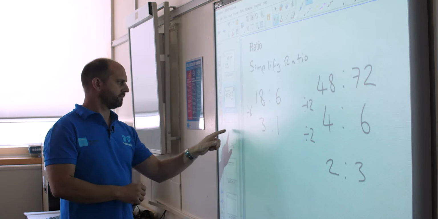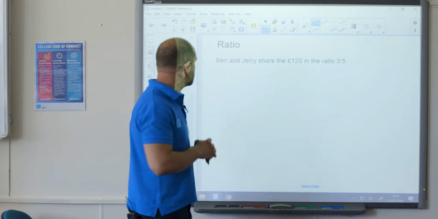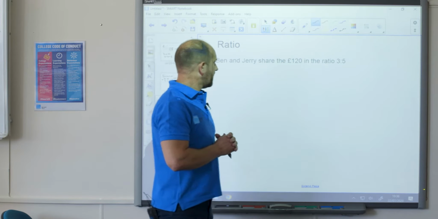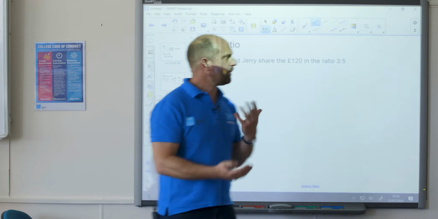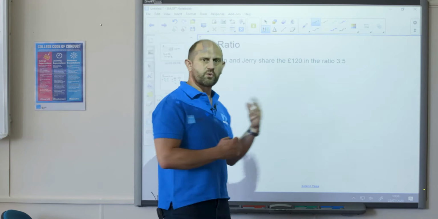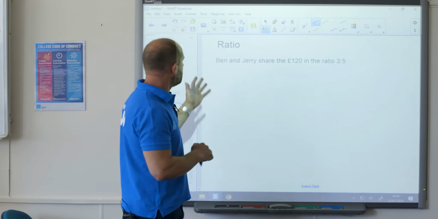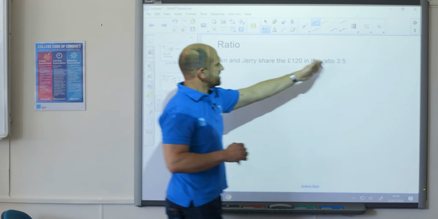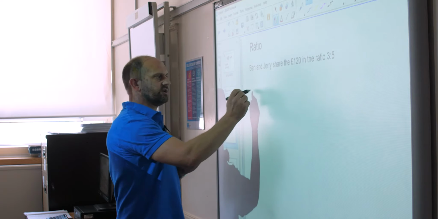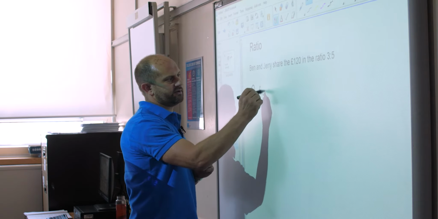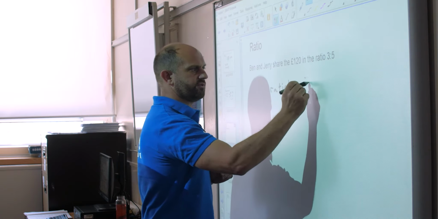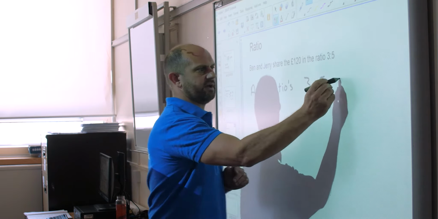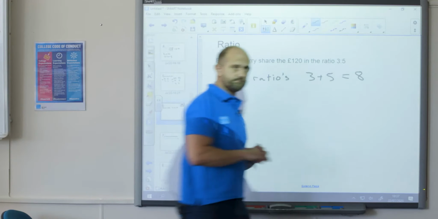Okay, looking at this question here then. Again, another good exam style question. Ben and Jerry share the £120 into the ratio of 3 to 5. How are we going to work out who gets what? Okay, so here we're going to work this out then. The first thing we're going to do is we're going to add our ratios together. So we're going to add the ratios. So 3 plus 5 equals 8.